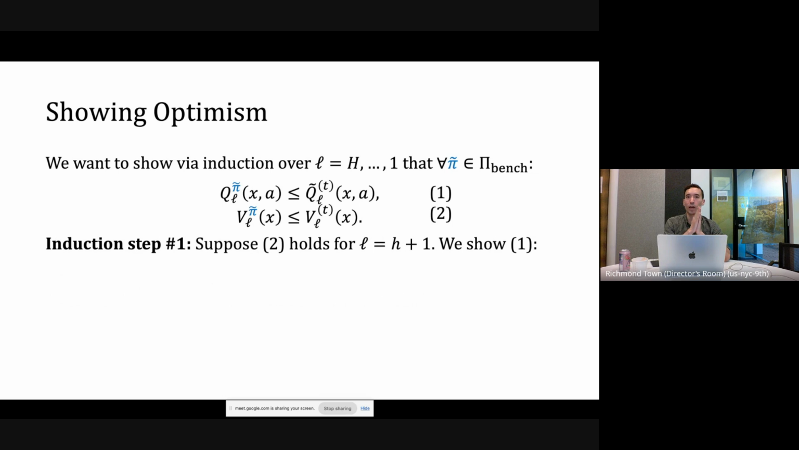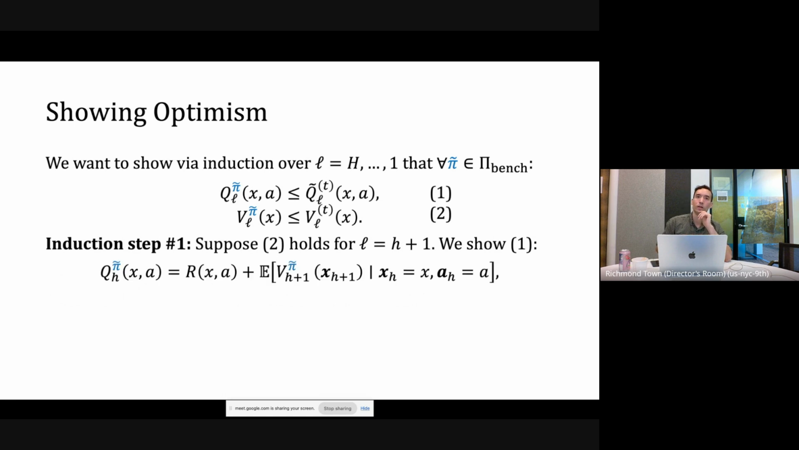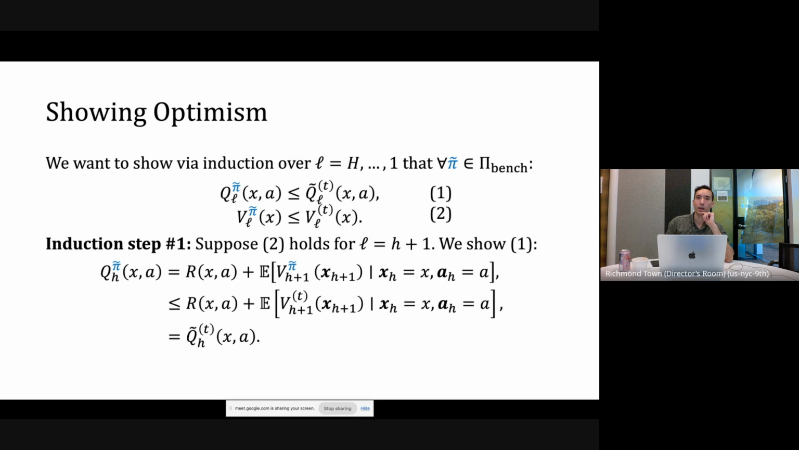Suppose we have 2 for L equal H plus 1, and we want to show 1. Just by writing out the definition, Q pi tilde is the reward at the current time step plus the conditional expectation of the value at the next time step. So we can use equation number 2 to upper bound V pi tilde by Vt, and then use the definition of Q tilde. This is exactly Q tilde. So if you have 2, you can show 1 pretty easily. The heavy lifting would be to show number 2.